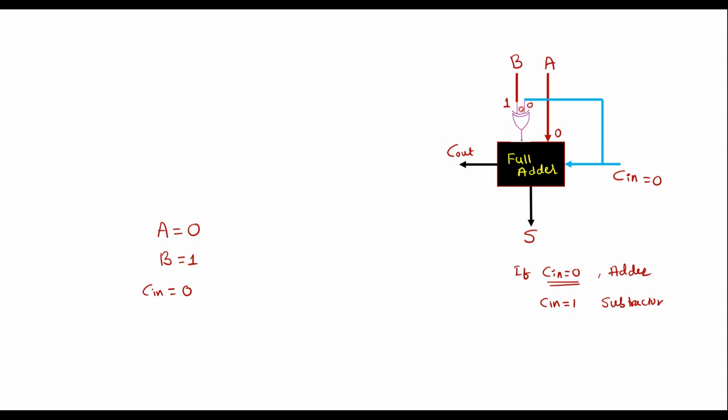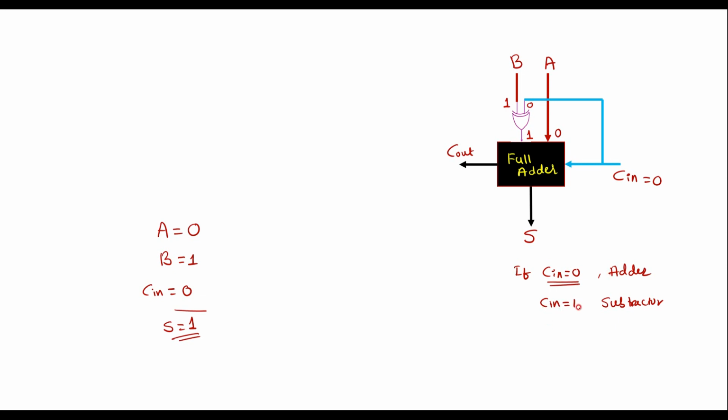Here we can observe that when only one of the inputs of the XOR gate is 1, then the output is 1. So here the output is 1. Now 1 will be added with 0 and with 0, which is nothing but a full adder. Here 0 plus 1 plus 0 produces sum equal to 1. Thus it acts as an adder when we consider C in equal to 0.